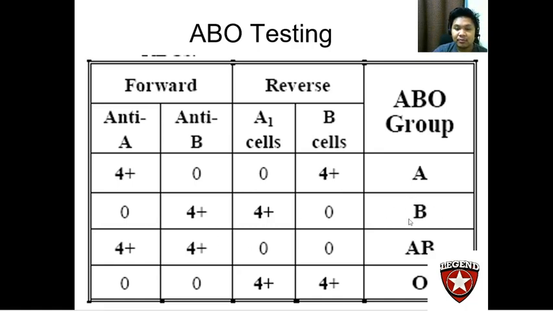For your B group, for your type B, the reaction is found in anti-B since you have the B antigen. Then, in reverse typing, you have a reaction against A1 cells, since the type B patients produce anti-A1. For AB patients, both anti-A and anti-B react. For reverse typing, you do not have reaction since your type AB patients do not produce ABO antibodies. For group O, forward typing produces no reaction or no agglutination. For reverse typing, both addition of A1 and B cells produce agglutination since both anti-A1 and anti-B are present.